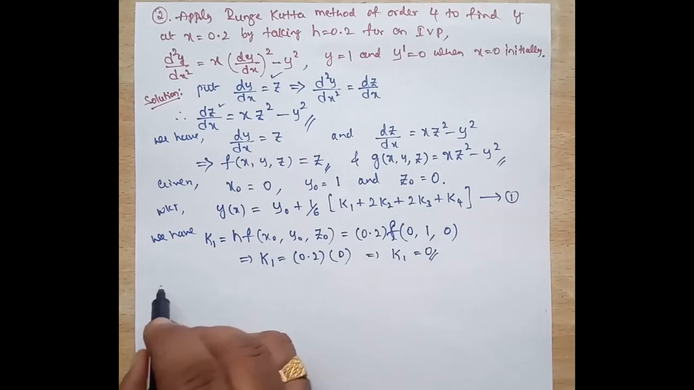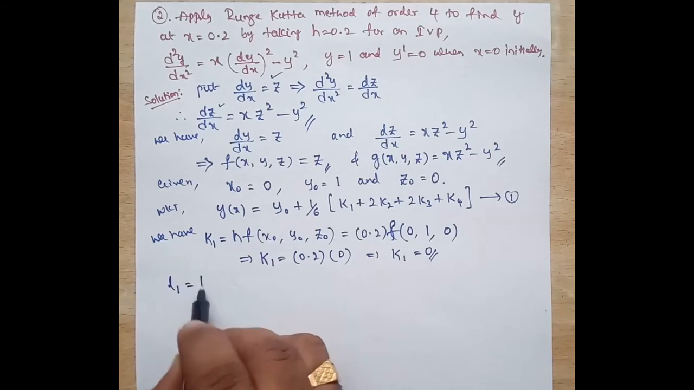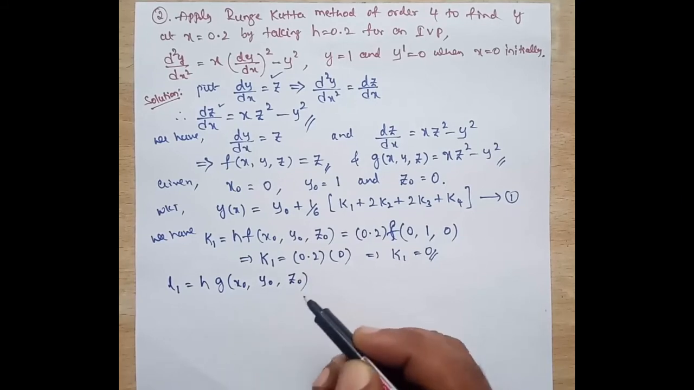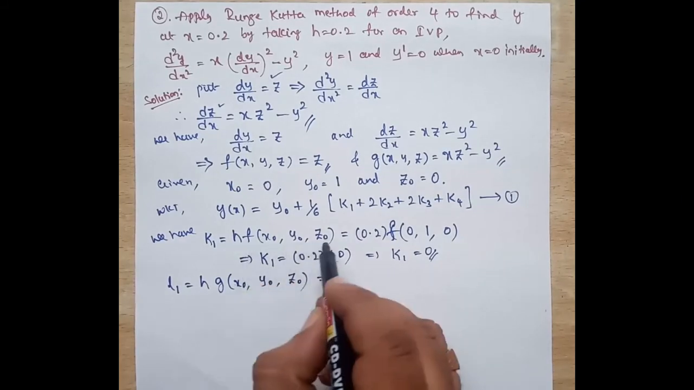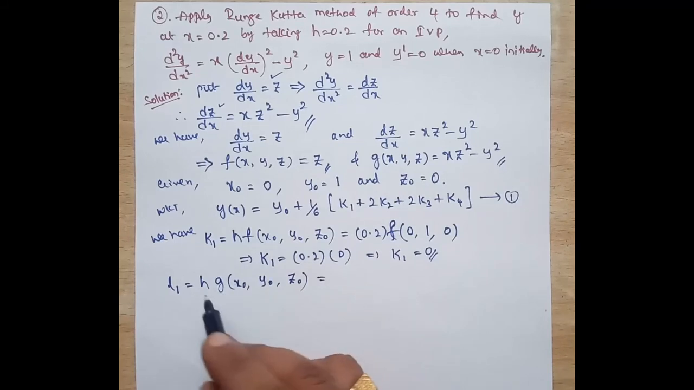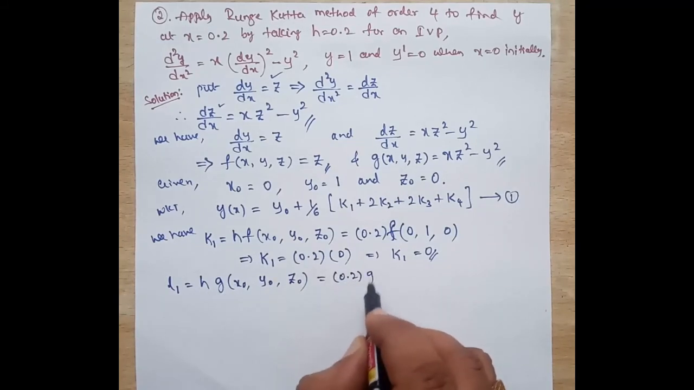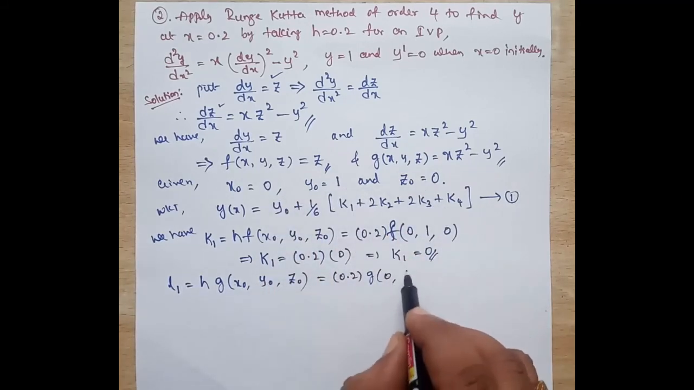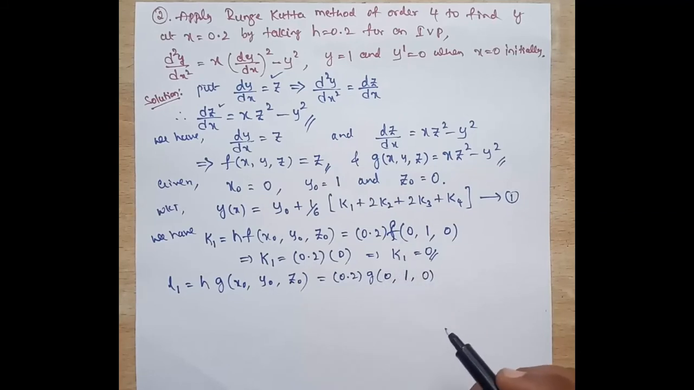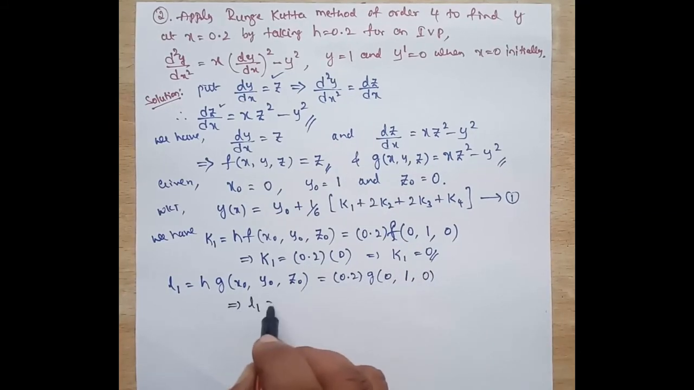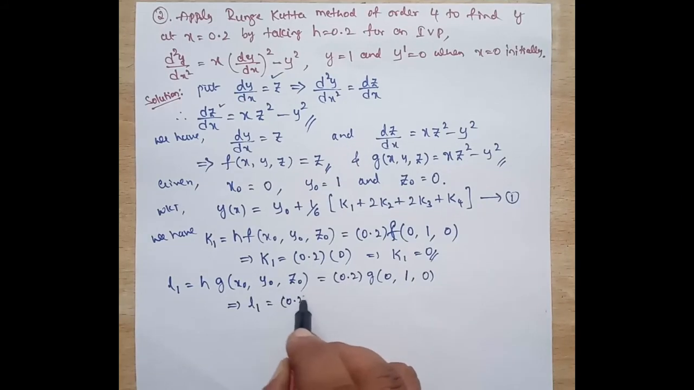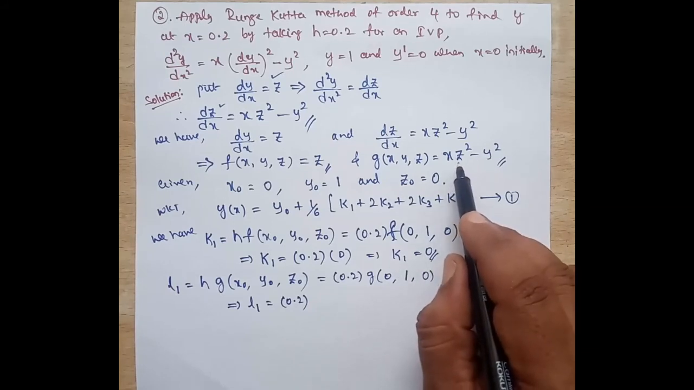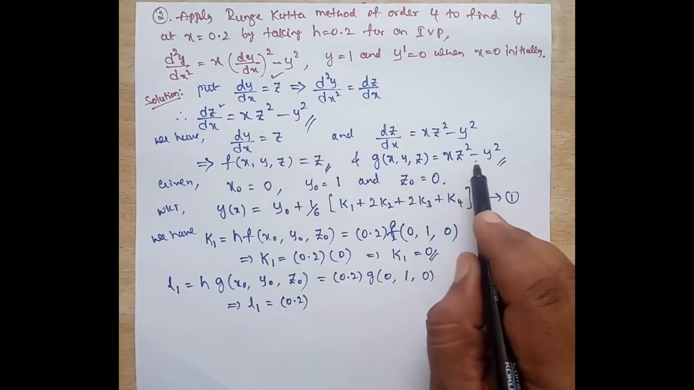Now let us find L1. The formula is h into g of x naught, y naught, z naught. This is equal to the same formula here, just change f to g. Now h is 0.2 into g of x naught, y naught, z naught, that is 0, 1, 0. Same relation. Now simplify this. This implies L1 equals 0.2 into g of this. So what is g here? You know, g is xz square minus y square. This is the relation for g.